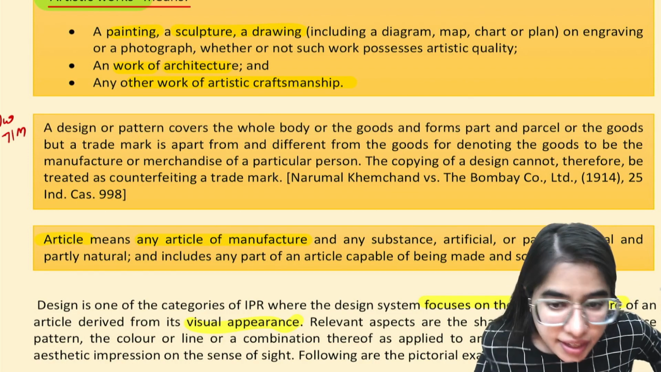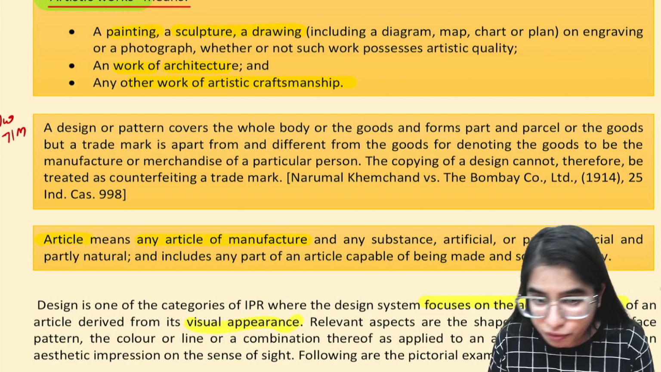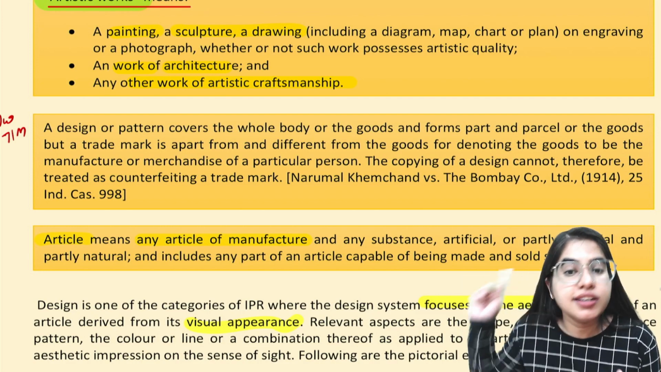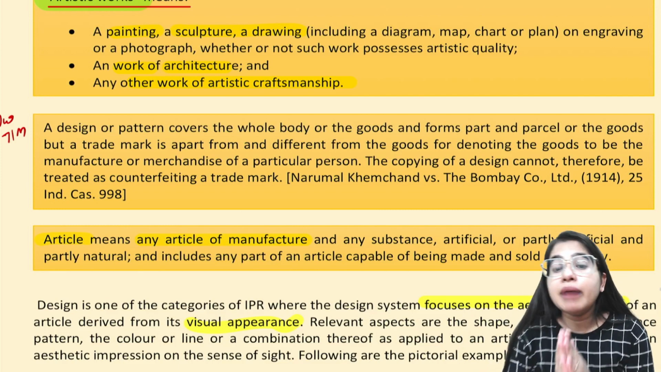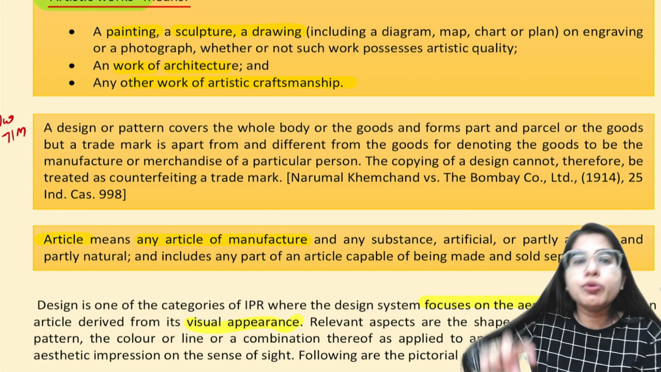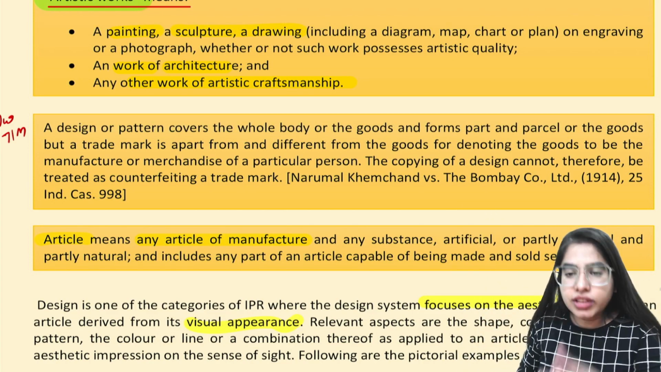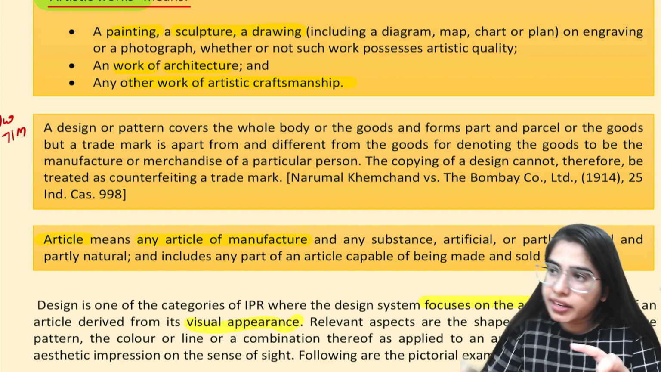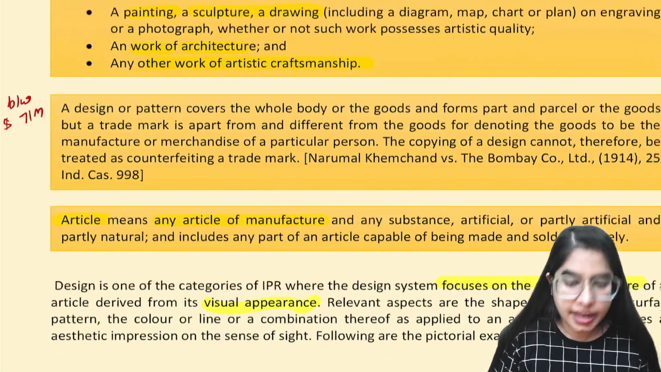Are you understanding? Yes, yes, yes. So I just gave you the example of Ferrari. That shape of the Ferrari car is a design. Design is a part of goods only. But a trademark is something used to denote that these goods belong to this brand. Like the Ferrari logo: if we use the Ferrari logo on that car, it is used to denote that this car belongs to Ferrari. So that is the difference between design and trademark.